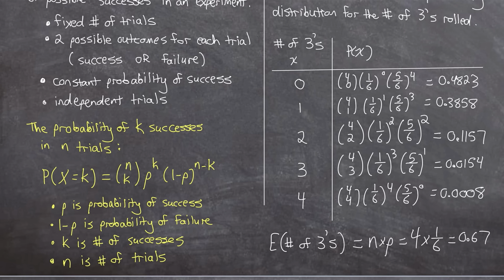So what does this mean, 0.67? An expected value is just if we were to conduct this experiment over and over and over again, the average number of 3s that we would roll, we would expect the average to be 0.67.